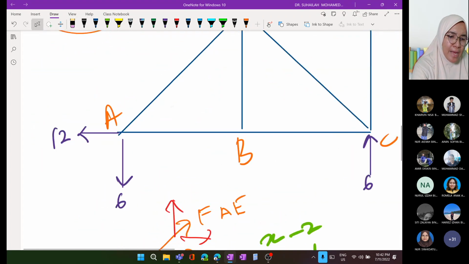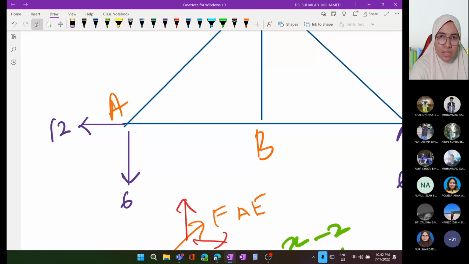And tengok pada 6 tu, 6 reaction at A tu, negative 6. So mesti balance dengan positif, satu atas satu bawah. So ini pun 6. Okay, positive 6 and negative 6. Total is 0.